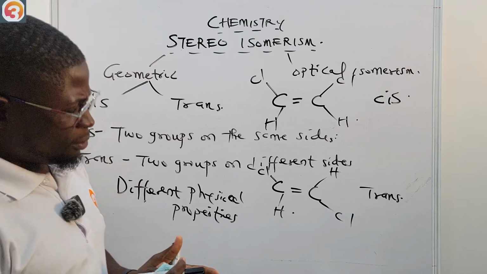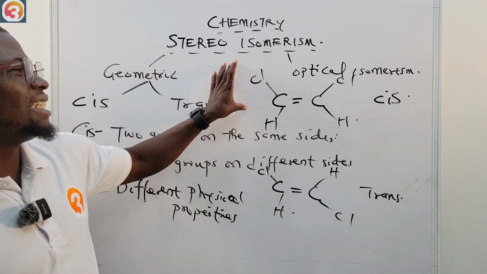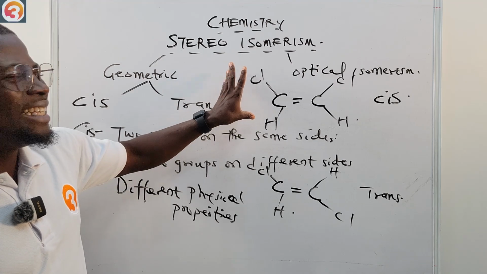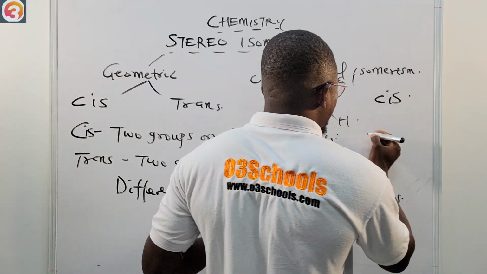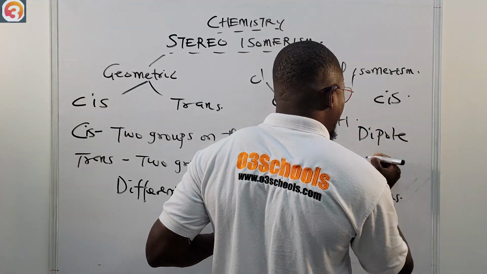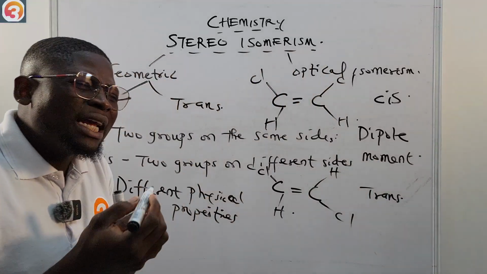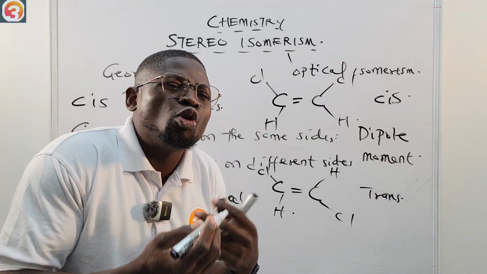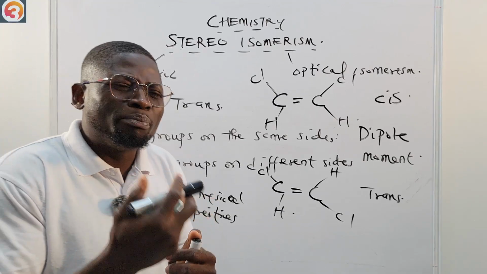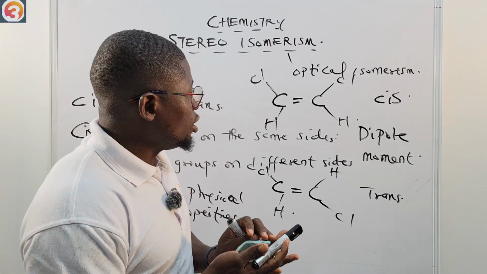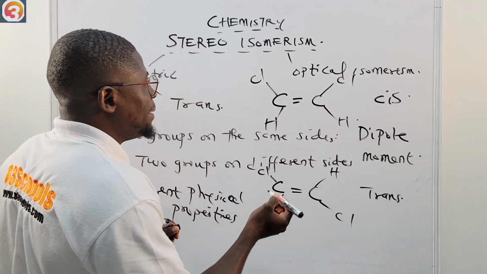Let us begin with the fact that this cis isomer has a dipole moment of 3 debye. Know what dipole moment is, right? Dipole moment is the measurement of the separation of two opposite charges. So cis isomers have a dipole moment of 3 debye.